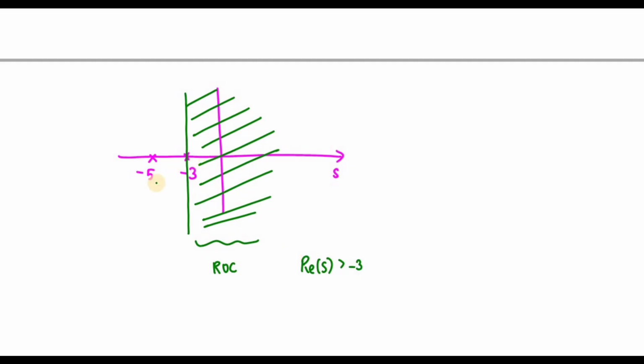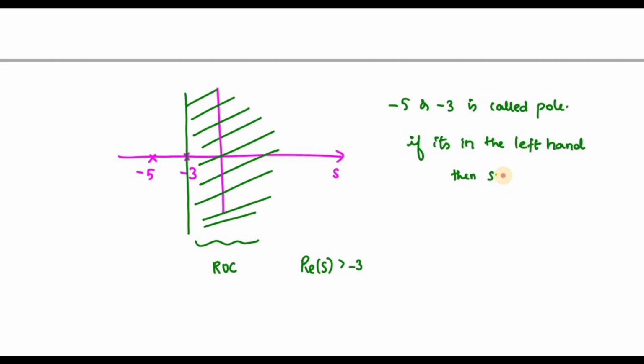So here you can see minus 5 and minus 3 are called poles, since they are in the denominator. If they are on the left hand side, then the system is called a stable system. So if it is on the left hand side, it means it is a stable system. And here you can see the region of convergence is like this, and minus 3 and minus 5 are at the left hand side of the ROC.